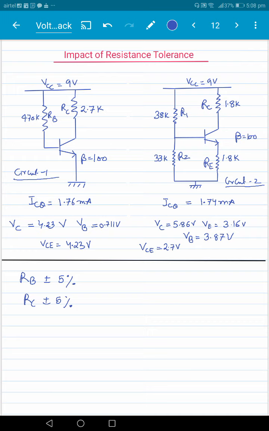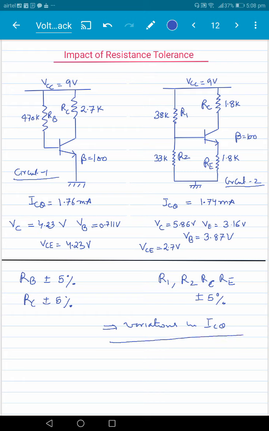Similarly, on the circuit 2 side, the resistors R1, R2, RC, RE can all have a tolerance of plus minus 5%, right? Let's say, as an example, 5% we are taking as a tolerance here. So now, aside from beta, we are finding that R1 can change, R2 can change, RC can change, and RE can change. And these changes will obviously cause variations in the bias current, as an example, variations in ICQ.